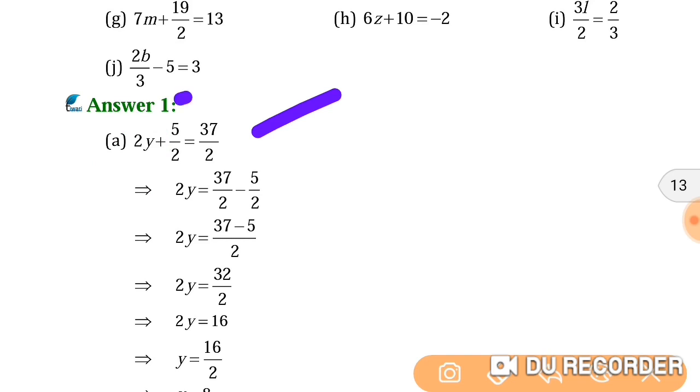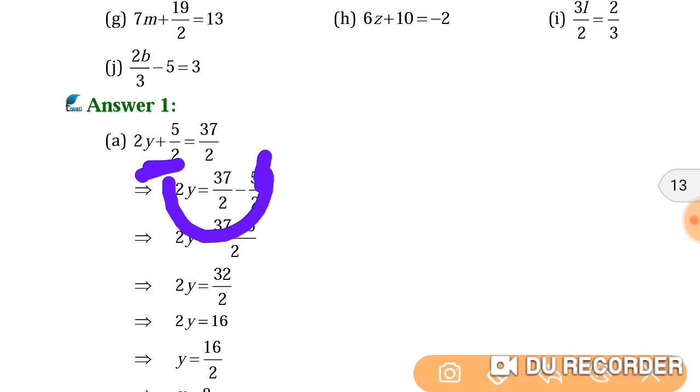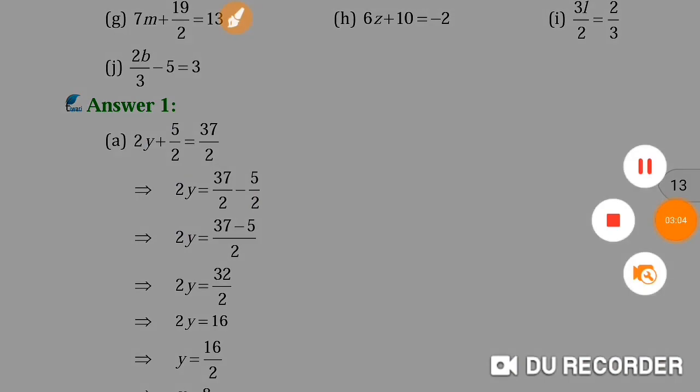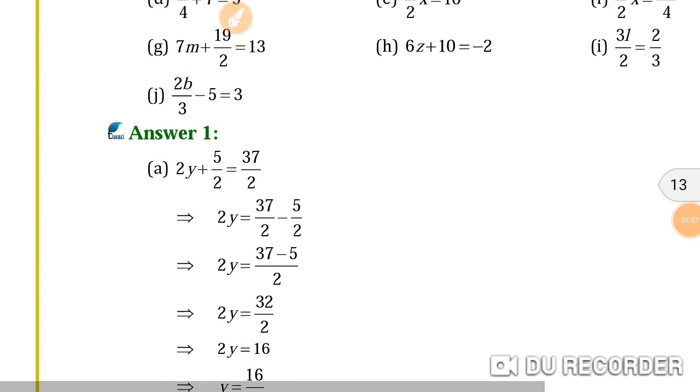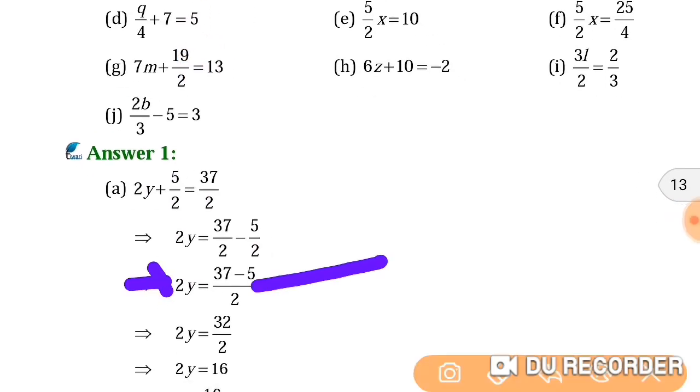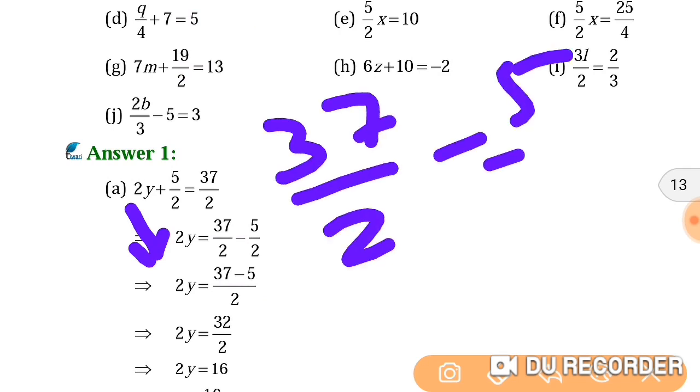So here I don't want the fraction 5 by 2 with the 2y. I want to transfer it to the RHS. Here it is a plus, so it becomes minus. Plus to minus it becomes. So here we have written the steps. Only 2y is remaining because we have transferred 5 by 2. It becomes 37 by 2 minus 5 by 2.